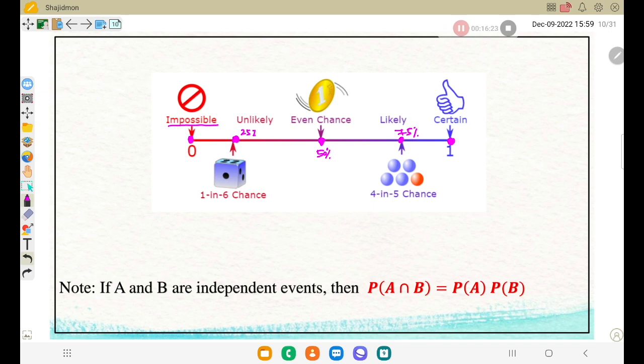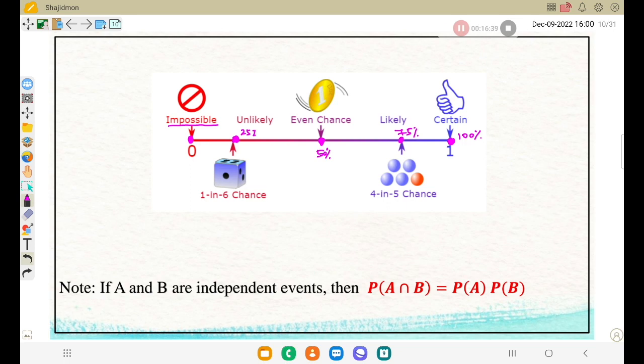Likely event means mostly it will happen, 75%. Certainly means 100%. That means 100% means probability is 1. So this is just a pictorial representation of the probability, just for your understanding.